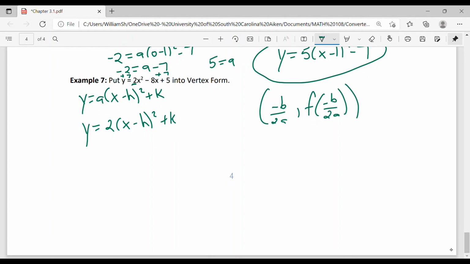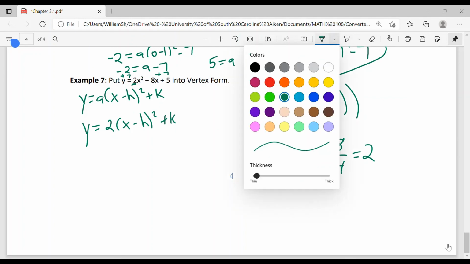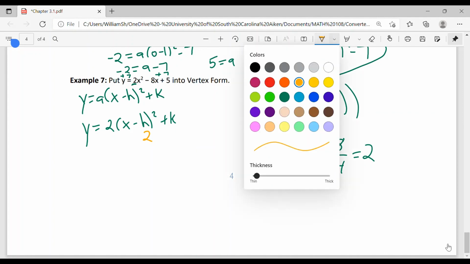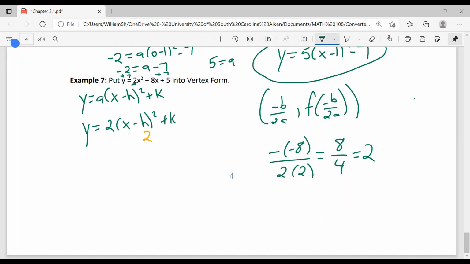So what we're going to want to do is figure out what this point is. So negative 8 over 2 times 2. Negative 8 is a positive 8. 2 times 2 is 4. 8 divided by 4 is 2. So we know that our h here is going to be a 2. Easy enough there. Let's find what our k needs to be.